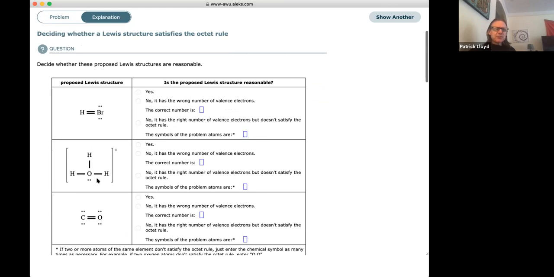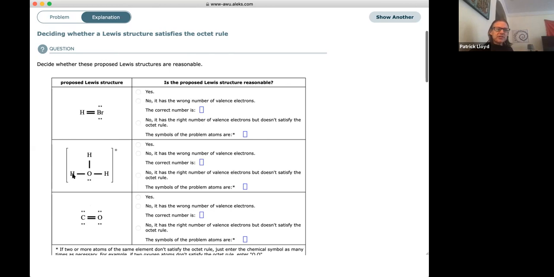Let's take a look at the second one here. Okay, well, let's count up electrons first of all. Hydrogen is in group 1A, so each hydrogen has 1 valence electron, that's 3. Oxygen is in group 6A, so that's 6. So 6 plus 3 is 9. But look at this charge. Remember the brackets? We use the brackets when there's an ion. Plus means you've lost an electron. If you lose one of your 9 electrons, you now have 8. So we do have 8 electrons total, okay?